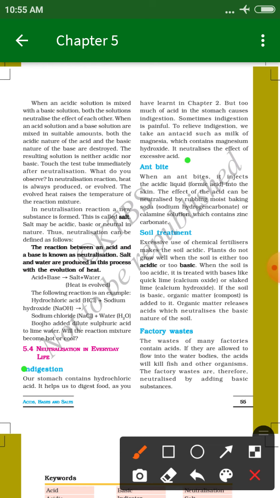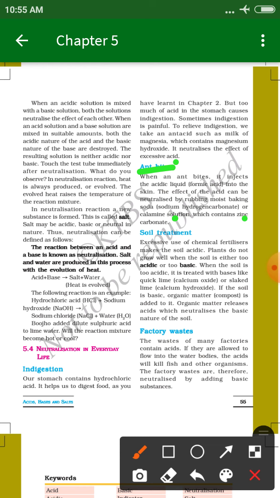And another one, ant bite. When an ant bites, it injects an acidic liquid, that is formic acid, into the skin. The effect of the acid can be neutralized by rubbing moist baking soda or calamine solution, which contains zinc carbonate. So these are the neutralizations for an ant bite.